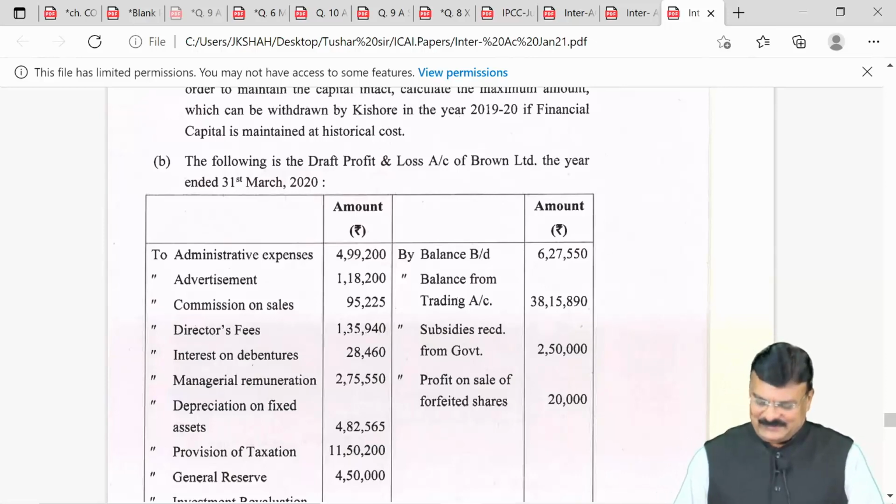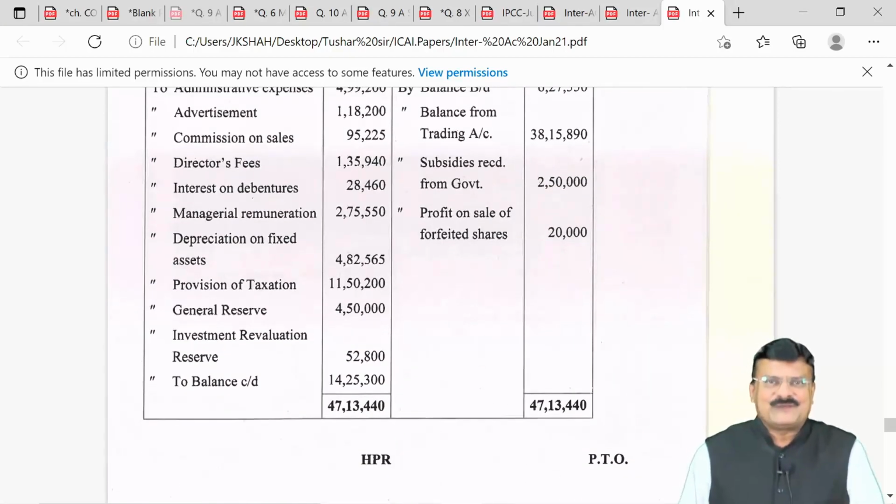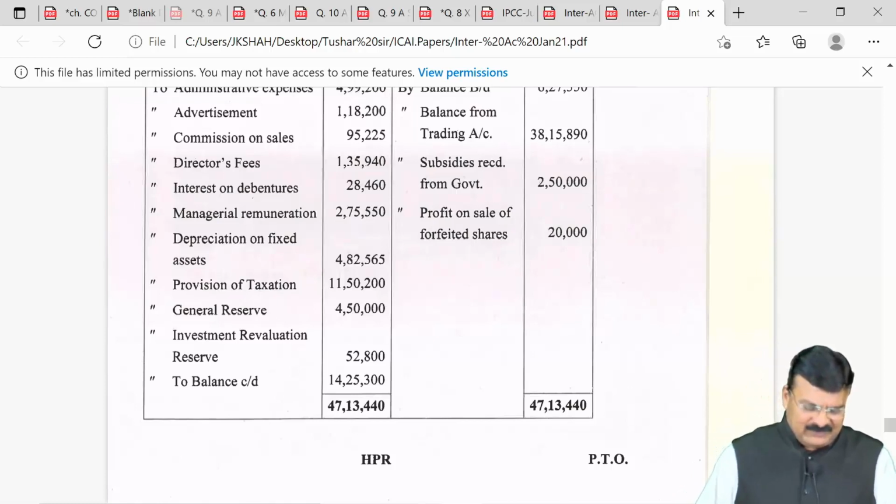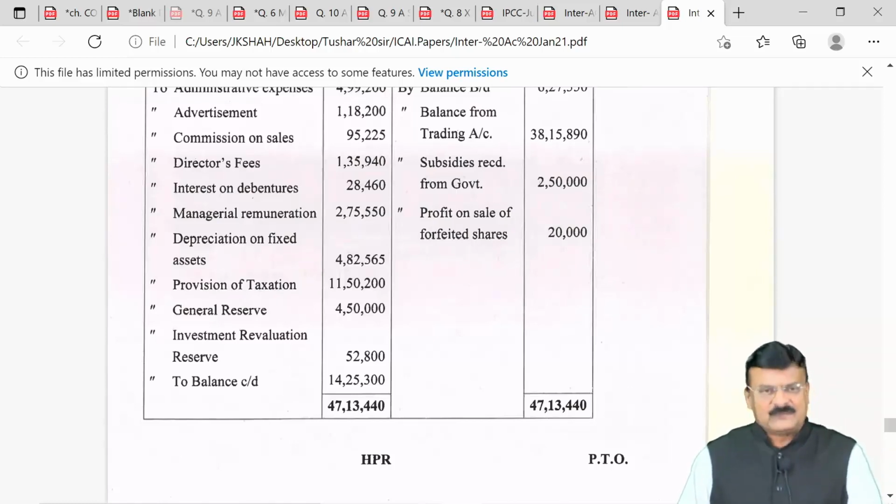That cannot be taken. Look at the debit side. Administrative expenses, advertisement, commission on sales, director's fees, interest on debentures. Managerial remuneration cannot be taken, friends, because that is what we are calculating. Depreciation on fixed assets is acceptable if it is as per Schedule 2, Section 123. If not, it cannot be accepted. Provision for taxation cannot be taken. All provisions and all reserves are ignored for Section 198 of the Companies Act. General reserve, no. Investment revaluation reserve, no. Balance brought down is of no use to you.